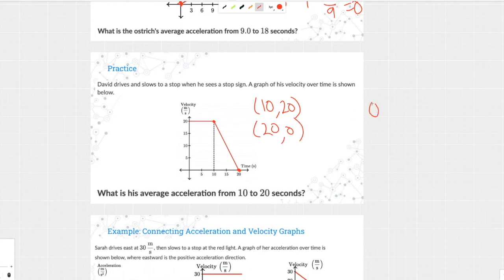So y2 minus y1 over x2 minus x1. That is negative 20 over 10, which is negative 2 meters per second squared. When the sign is negative, that means it is decelerating. Negative acceleration means decelerating, just going in the opposite direction, or in this case, it's slowing down. If it would continue, it would be going in the opposite direction.